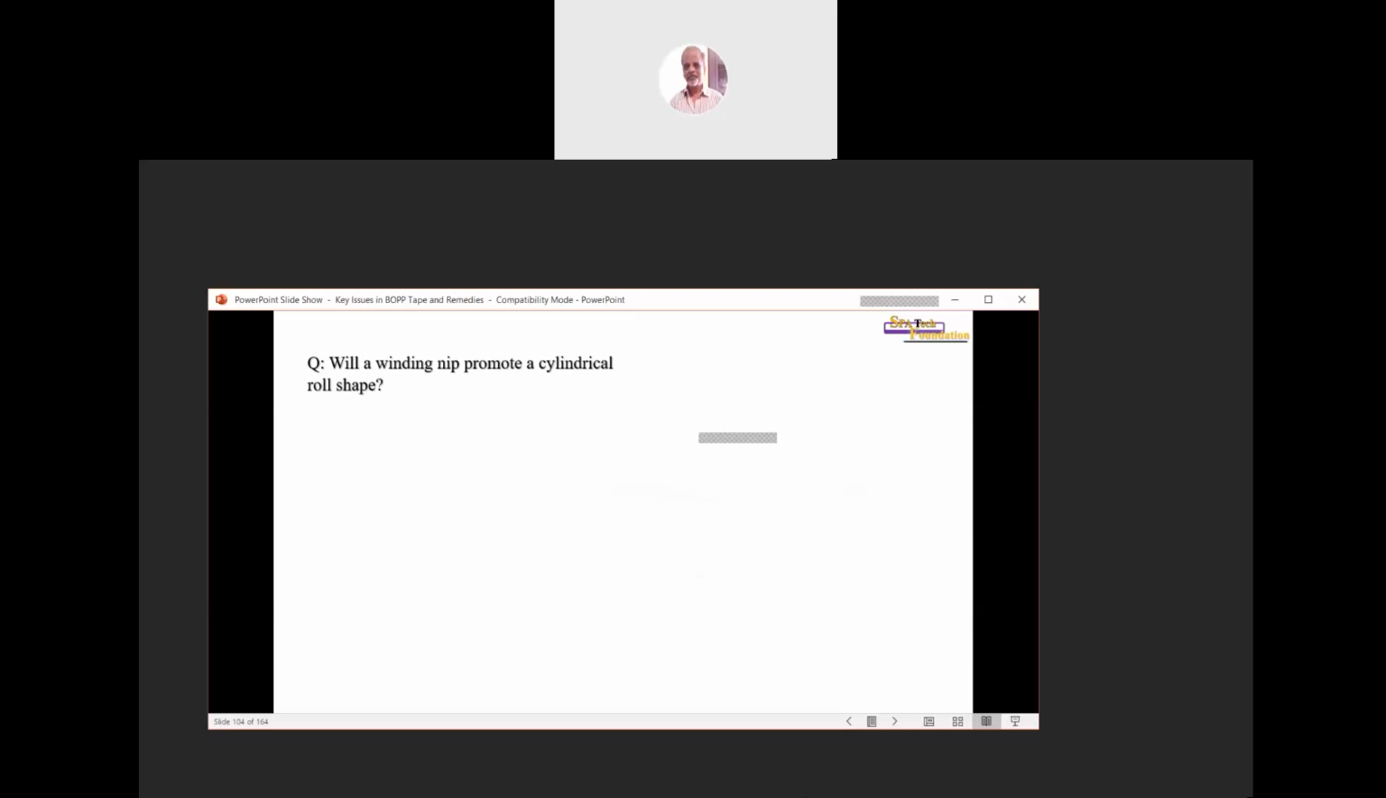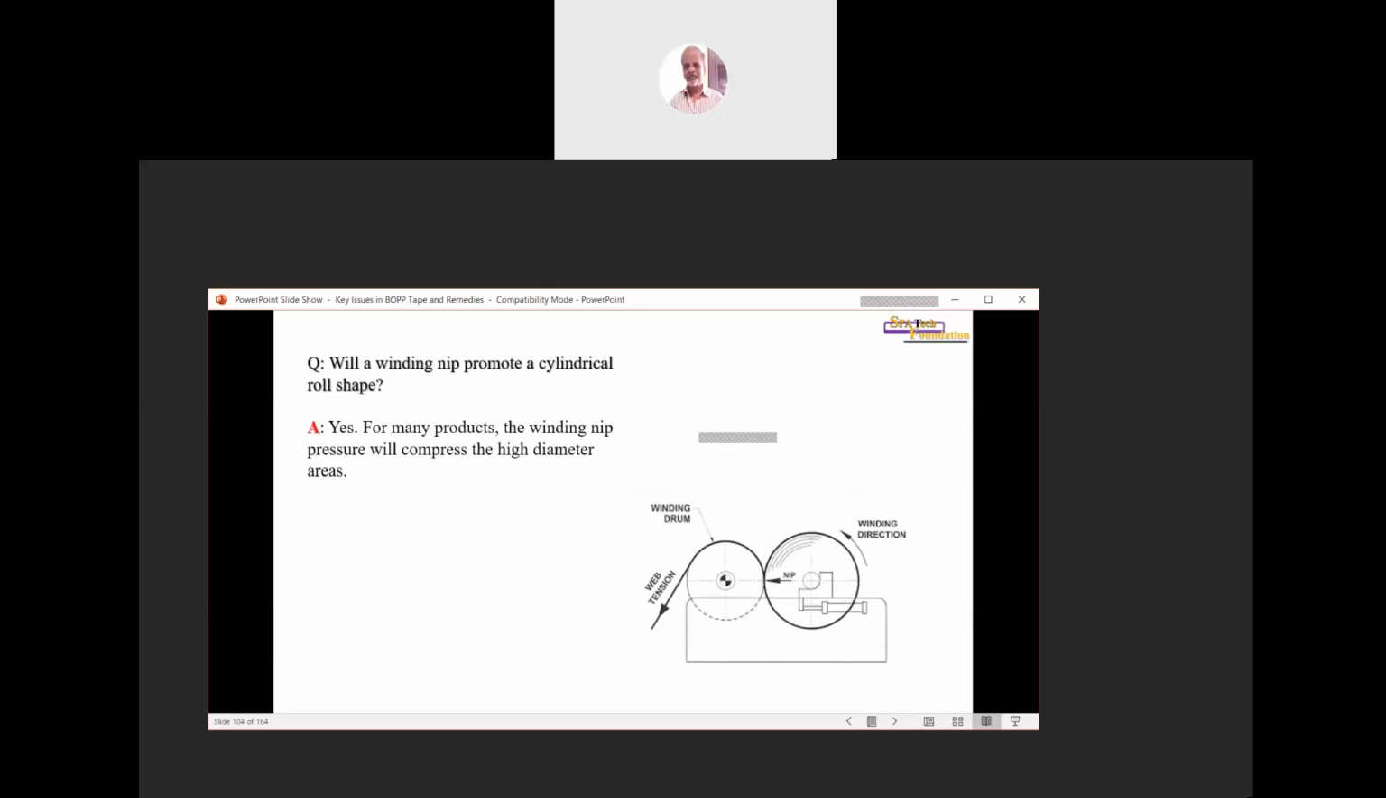Will the winding nip promote a cylindrical roll shape? Have a look at the figure here. Yes, for many products, the winding nip pressure will compress the higher diameter area with higher speed winding. Winding nips will allow more air to wind into the low diameter areas. Both effects tend to improve roll cylindricity, which is very important for finishing.